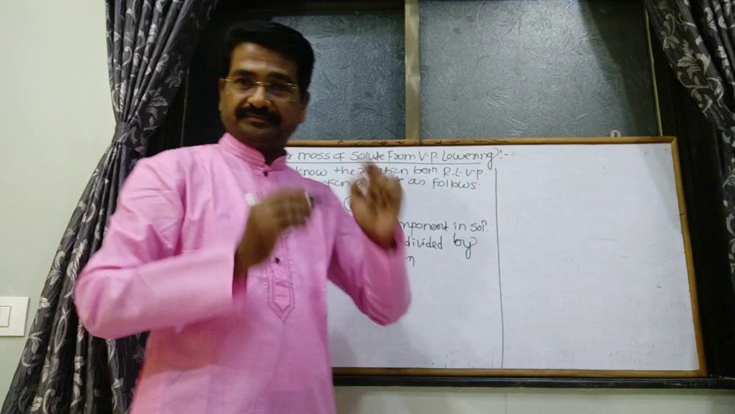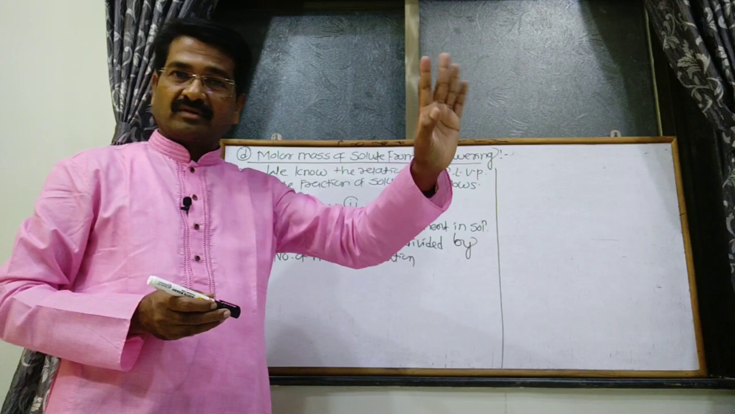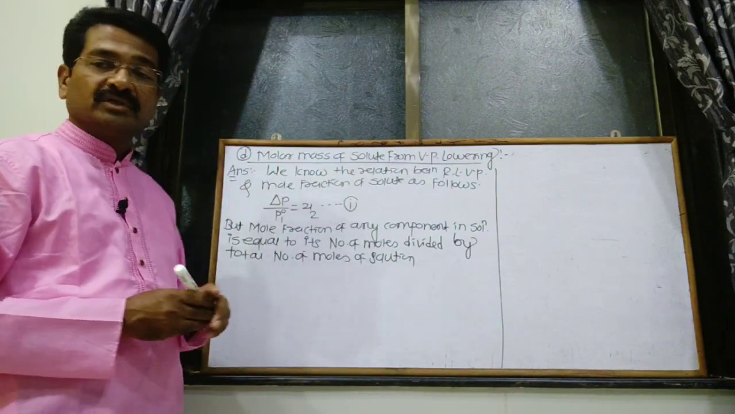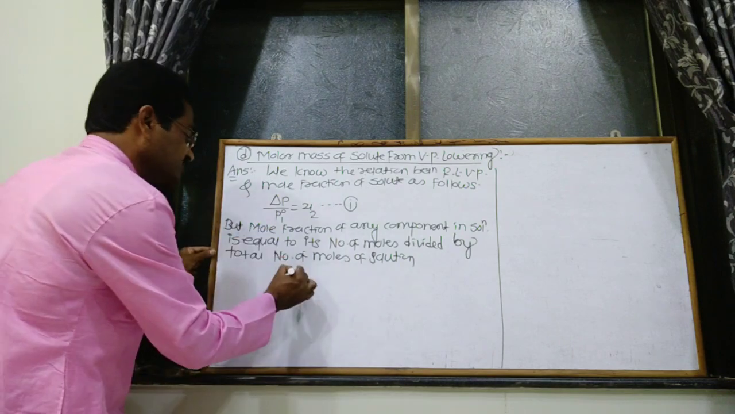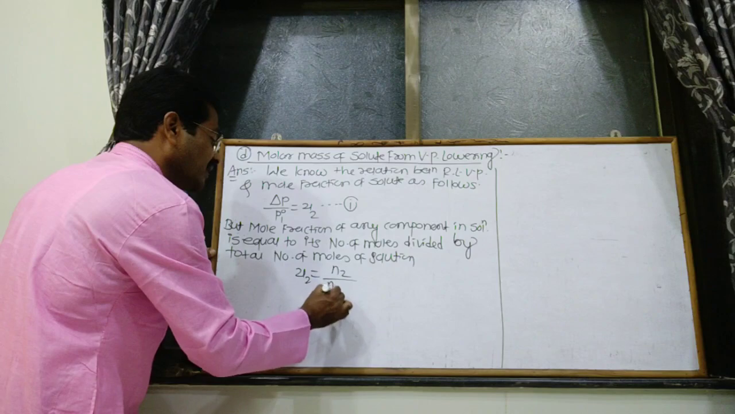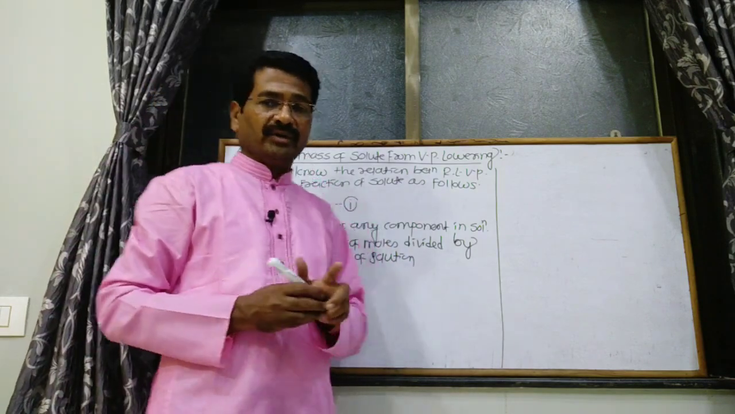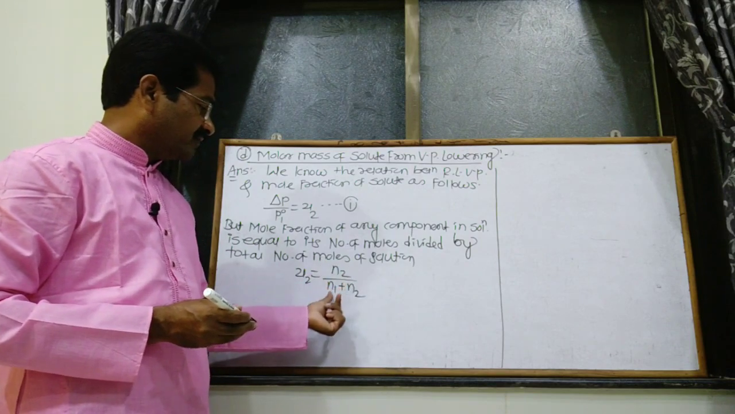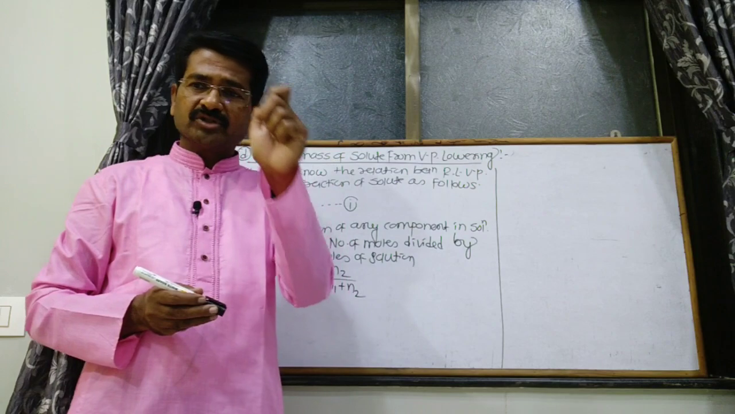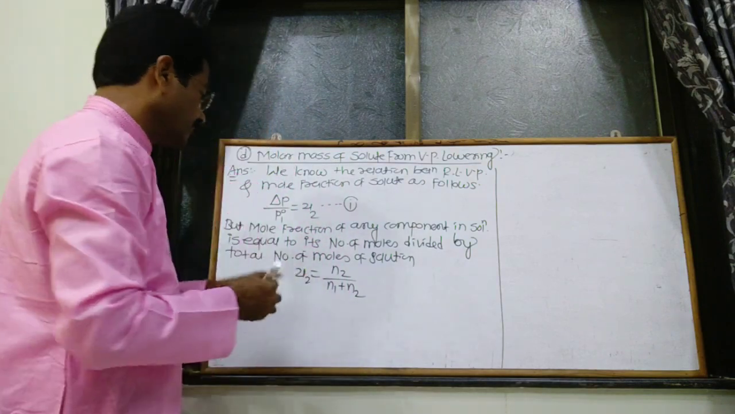We know the mole fraction of any component, solute or solvent, is the number of moles of that component divided by the total number of moles of solution. So x2 is equal to n2 divided by n1 plus n2, where n1 is the number of moles of solvent and n2 is the number of moles of solute.